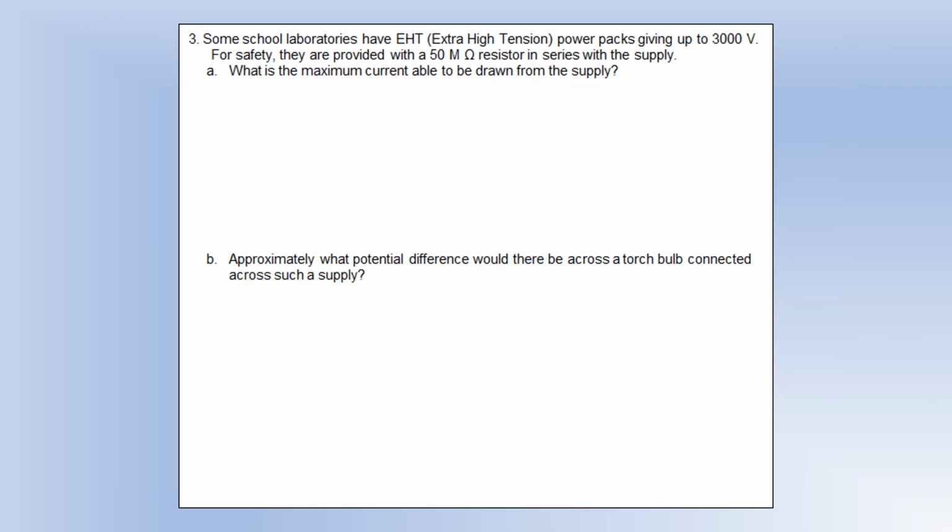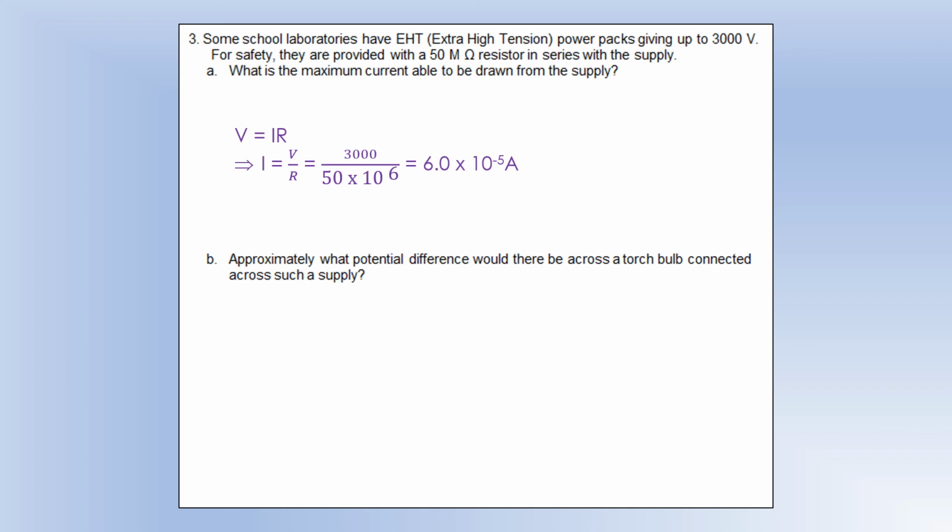Okay. Some school laboratories have an EHT, ultra high tension, power pack giving up to 300 volts. For safety, they're provided with a 50 mega ohm resistor in series. What is the maximum current able to be drawn from the supply? So we're going to do potential difference divided by resistance, which gives us a very small current. That's 60 microamps.